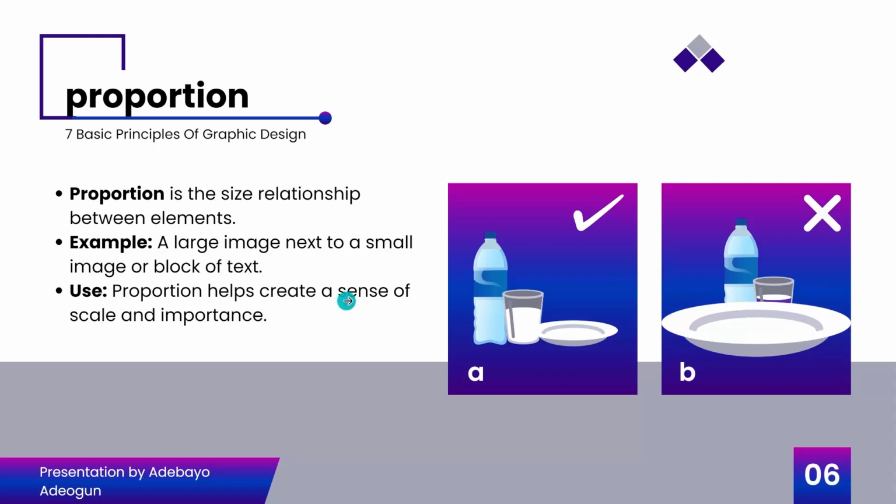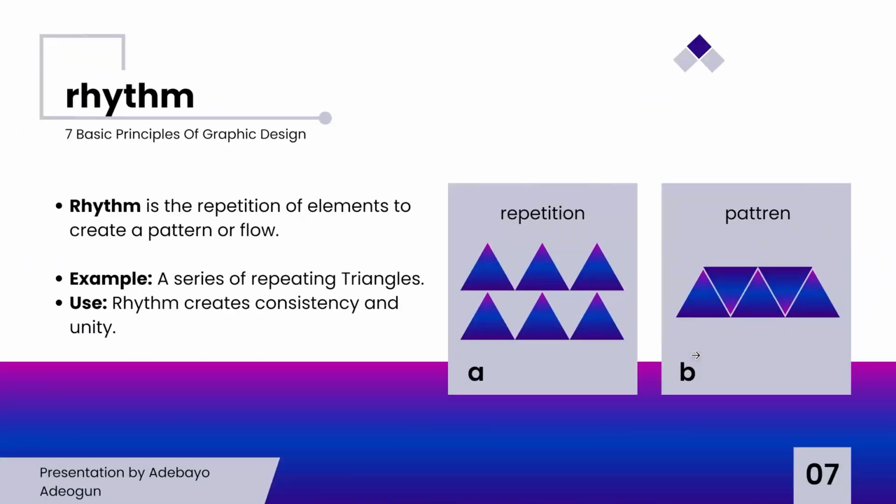Proportion helps to create a sense of scale and importance. You get a large image next to a small image or block of text. You can see the way they are arranged. You can say asymmetrically, right? Okay, so speaking of right, rhythm is the repetition of elements to create a pattern or flow.